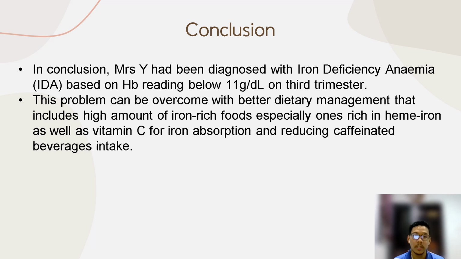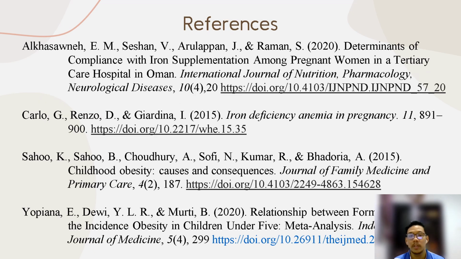As a conclusion, Mrs. Y had been diagnosed with iron deficiency anemia (IDA) based on a hemoglobin reading below 11 g per dl in the third trimester. This problem can be overcome with better dietary management that includes a high amount of iron-rich foods, especially ones rich in heme iron as well as vitamin C for iron absorption, and reducing caffeinated beverage intake. These are some of the references that were used for this case study.